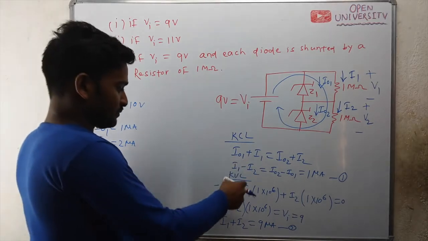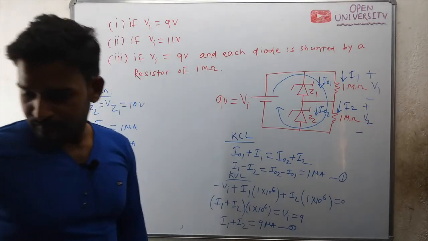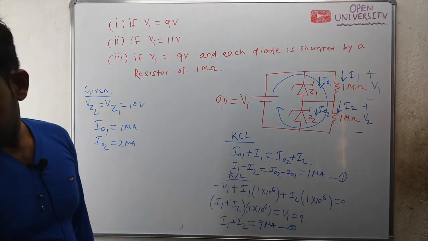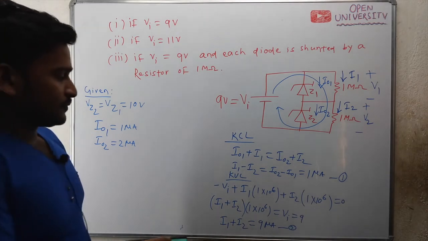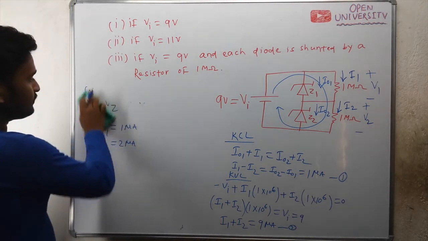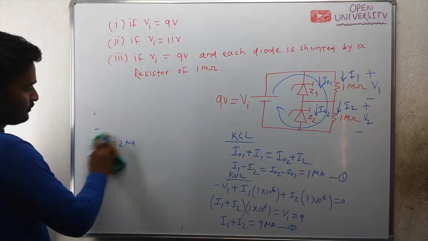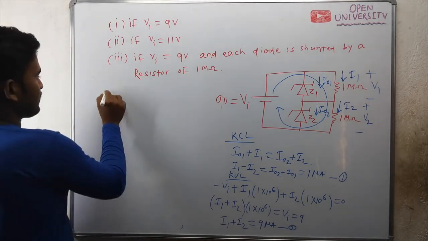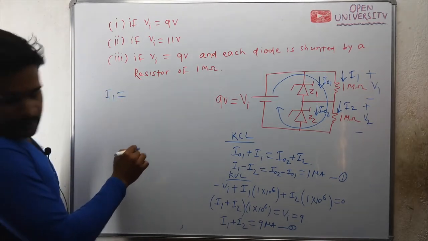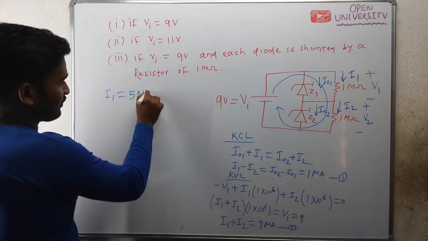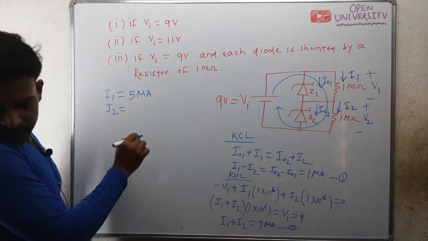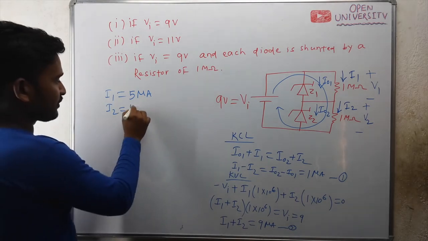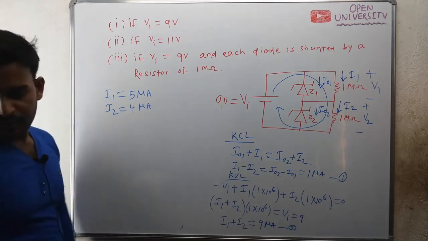So solve both the equations. If you solve equation 1 and 2, then your I1 will be 5 microampere and I2 will be 4 microampere.